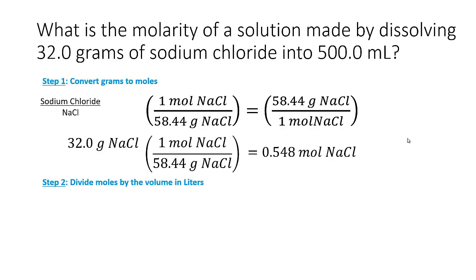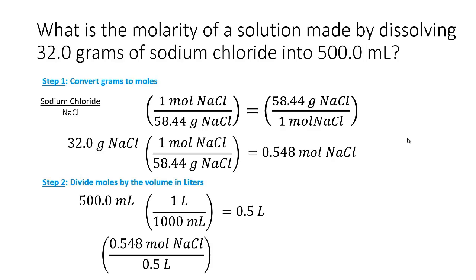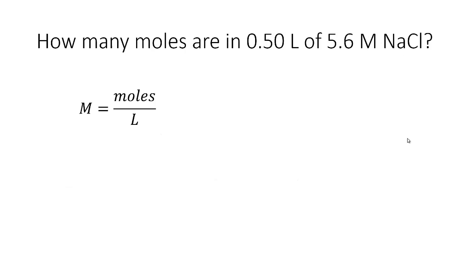Now we know the number of moles, so now we just need to divide by the volume. But the thing is, our volume needs to be in liters. So if we have 500 milliliters, in order to convert that into liters, remember 1,000 milliliters are in every liter, and that gives us 0.5 liters. You can also move that decimal point 3 to the left. And now we just divide. 0.548 moles of sodium chloride divided by 0.5 liters gives us 1.10 molar sodium chloride.